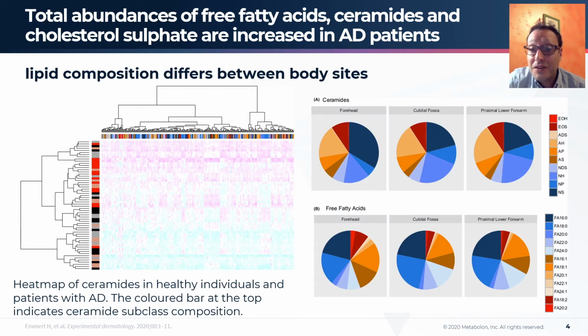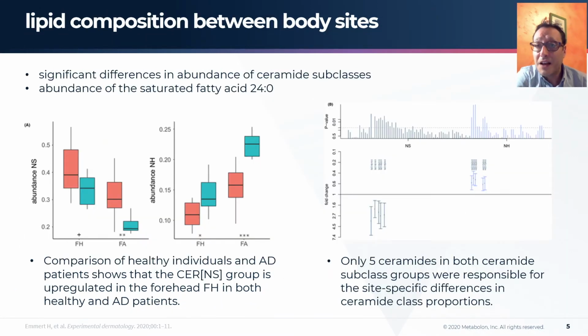What you see here is the ceramide and free fatty acid distribution in healthy controls at 3 different sites. Again, highlighting the differences between body sites. This slide highlights how lipid composition between body sites shows significant differences in abundance of ceramide subclasses and abundance of the saturated fatty acid 24O.